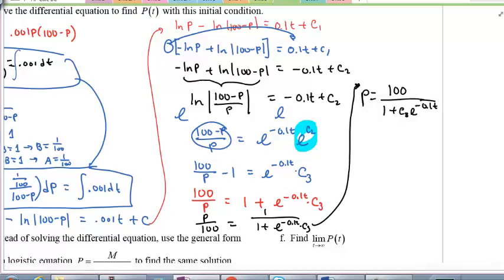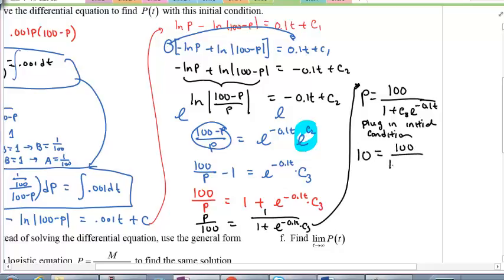All that work, yes. But wait, it says we have an initial condition, so let's plug that in too. What was the initial condition again? Yeah, you forgot. 10 bears at the beginning of life, or beginning of population. So therefore, if I put p equals 10, and I keep t as 0, you should now be able to solve for c3.